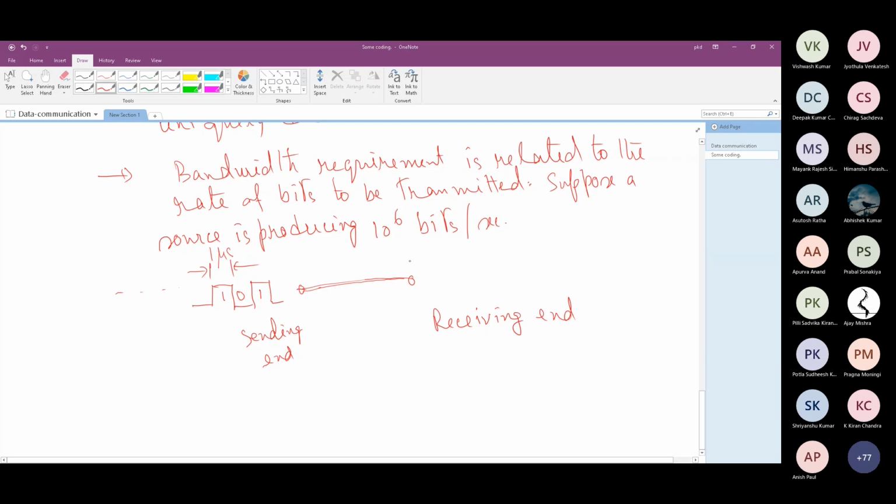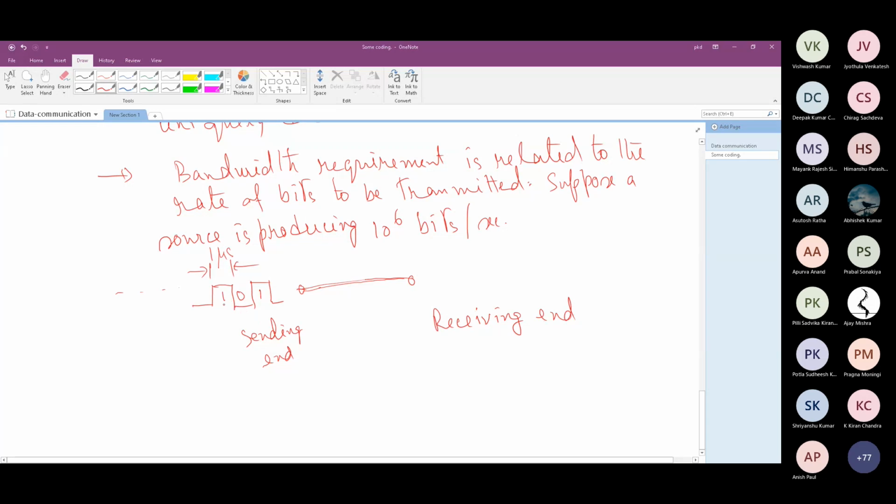So ideally, this pattern should be there. Now what will happen if the bandwidth, which is basically given in hertz, okay? So bandwidth is represented in hertz. Now if it is an analog channel, and the bandwidth is not maintained, then what will happen?